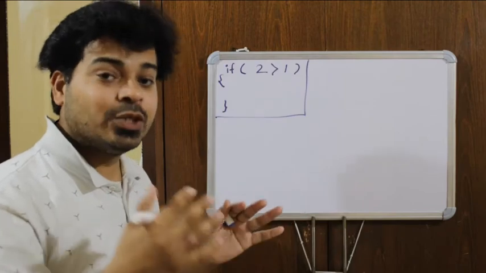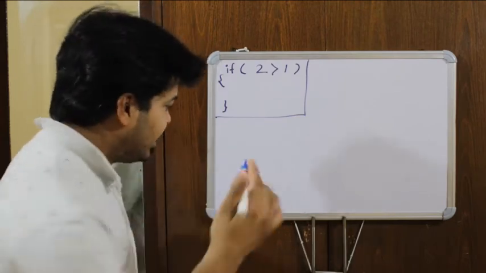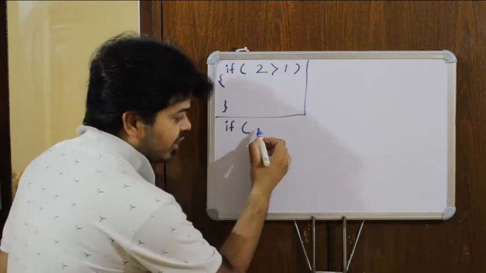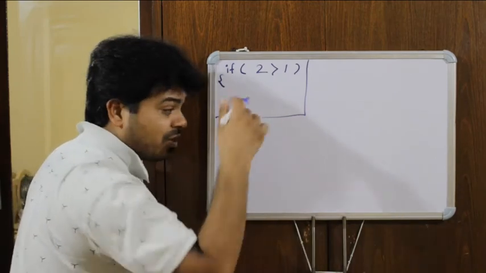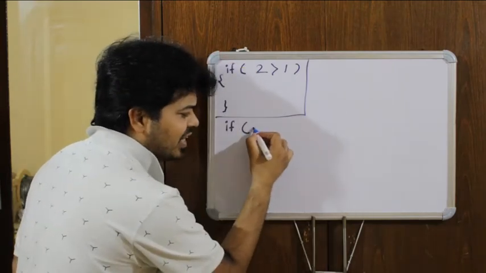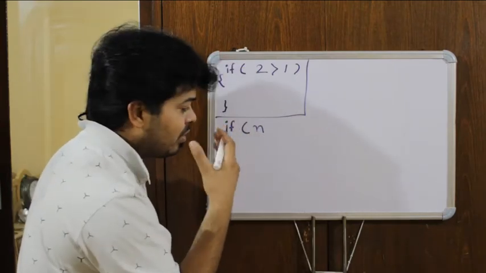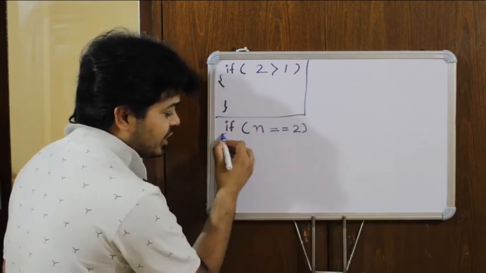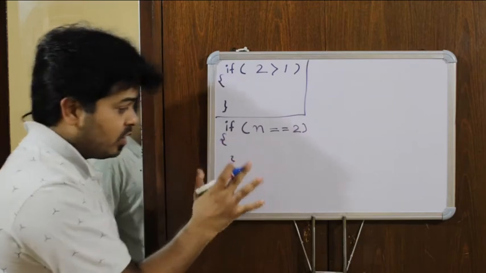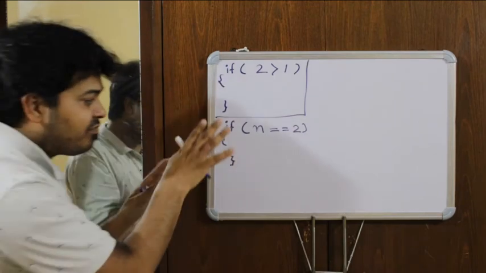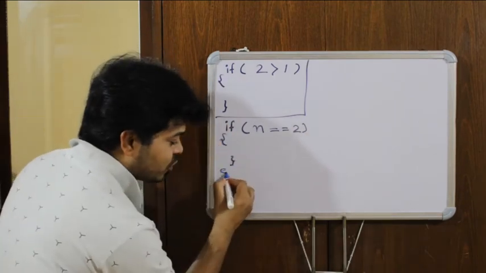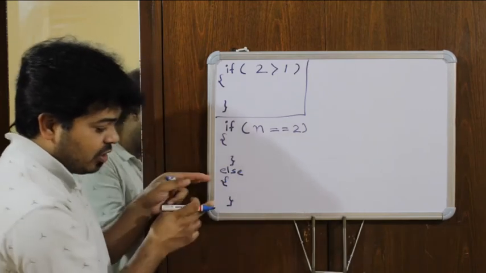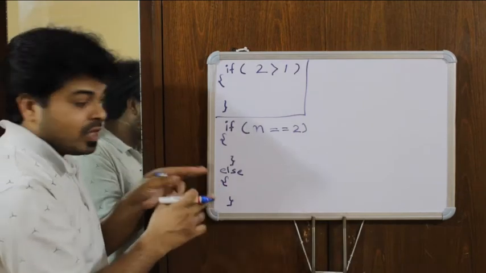Other than this, you can write an if or else statement. For example, you are telling that if the entered number, whatever number you are entering, let's say I am assigning it as n, if the number you are entering is equal to 2, execute this part. Your logic will be here. If this is not true, then you should go for the else part. Else, execute this logic, which will be written under else.